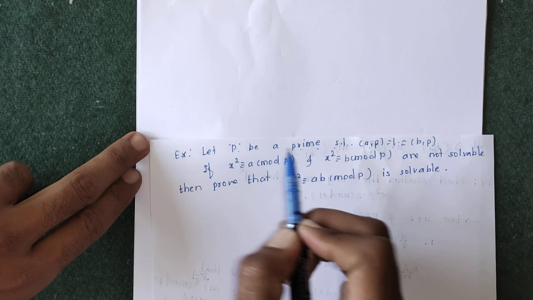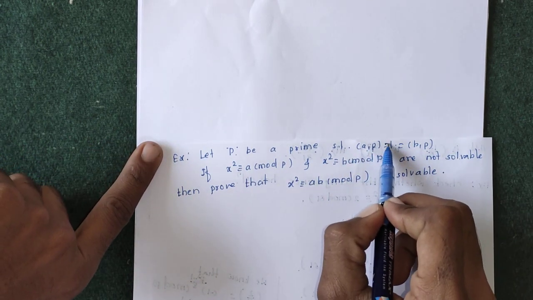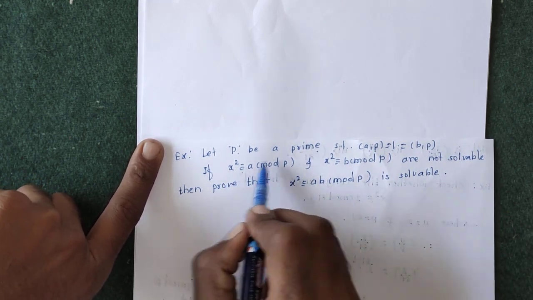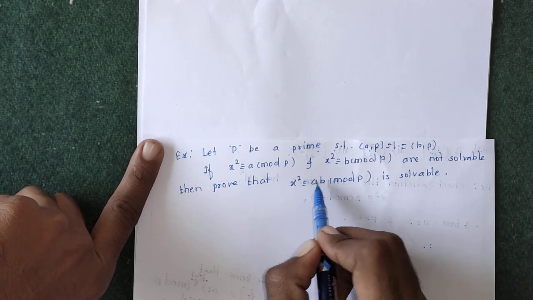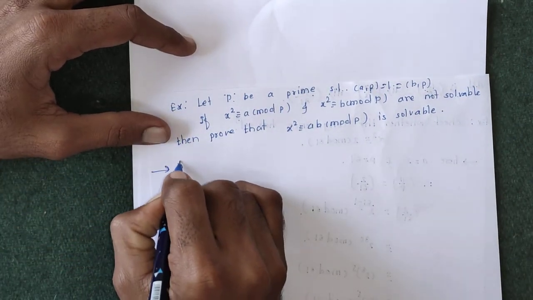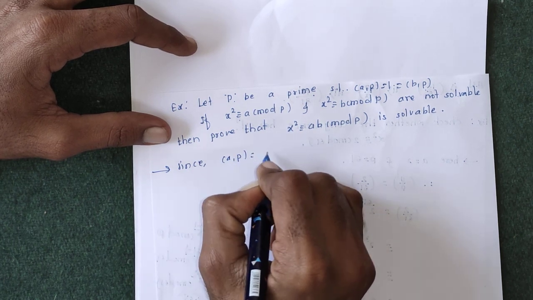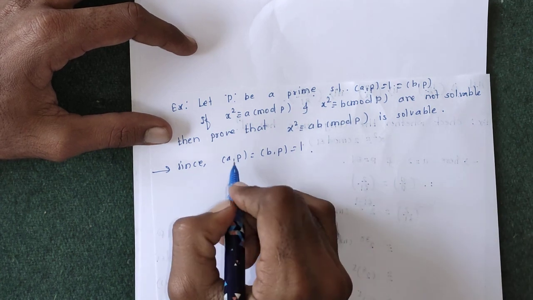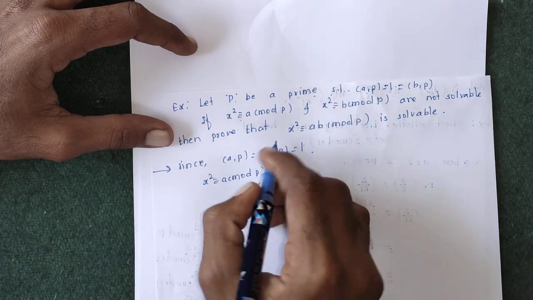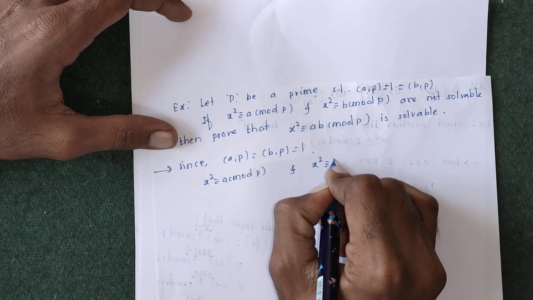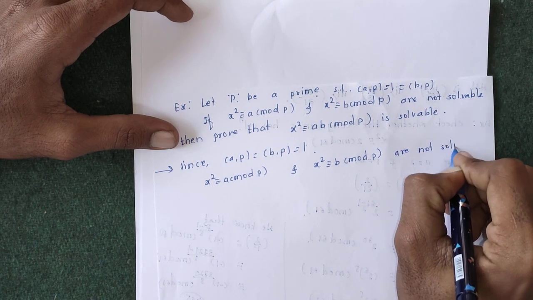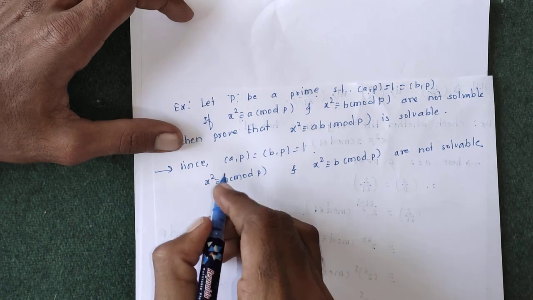So in this example we are given that P is a prime number, also GCD of A and P and GCD of B and P are equal to 1, that is, A is relatively prime to P and B is relatively prime to P. Also we are given that both congruences, x square is congruent to A mod P and x square is congruent to B mod P, have no solution, and we have to prove that x square is congruent to AB under modulo P is solvable, or that the congruence has a solution.